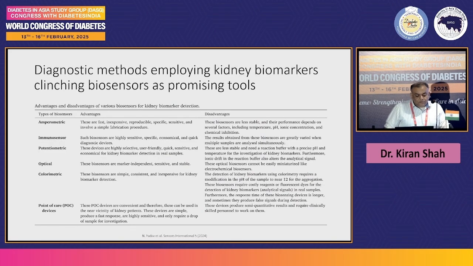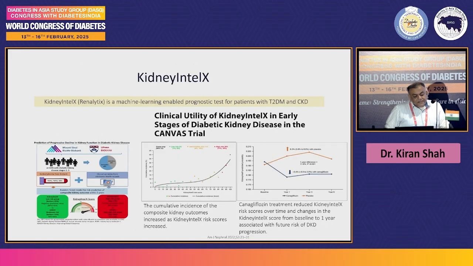We are moving on to biosensors. There are lots of advantages. They are saying that they are marker independent, sensitive, stable, easy to use, cheaper. But these are all in the earlier stages. And then we also have what is known as a machine learning enabled prognostic test for patients, the KidneyIntelX for type 2 diabetes and CKD. They basically classify the patients into low risk, moderate risk, high risk, and very high risk.